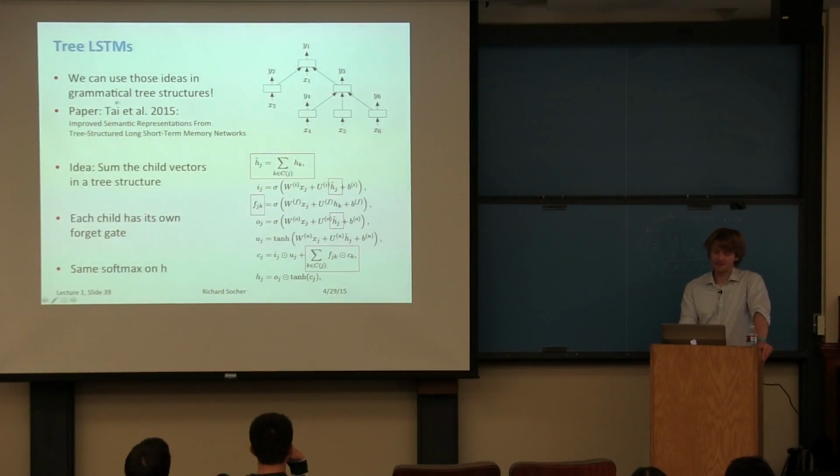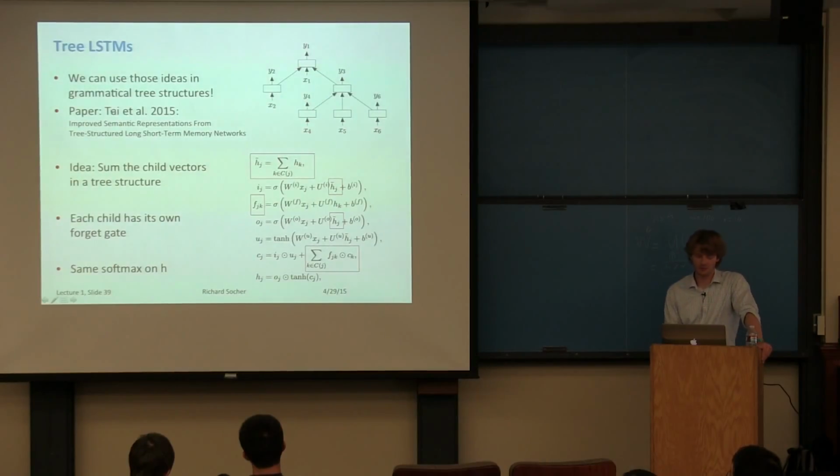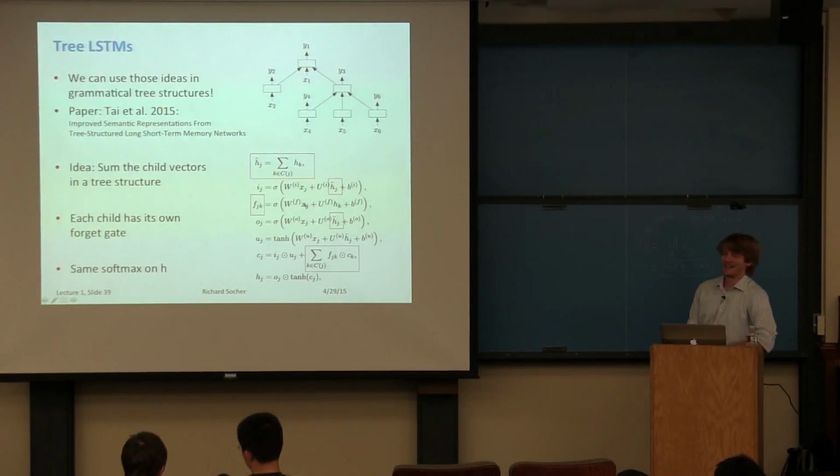And this paper isn't really quite out yet. It's just accepted to ACL, one of the major NLP conferences, which will happen in the summer. There's basically a great student, Kai Cheng Tai, who's in Chris Manning's group. Chris Manning and I are the authors of that paper, which is titled Improved Semantic Representations from Tree-Structured Long Short-Term Memory Networks.